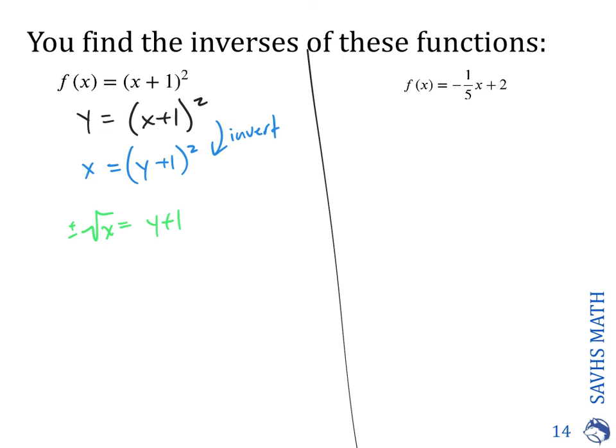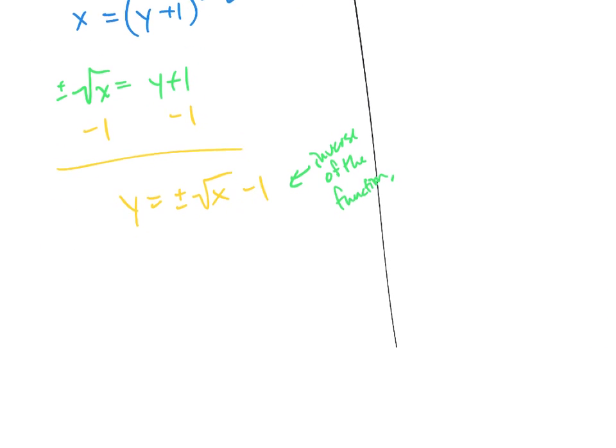Normally we would have plus or minus here. And then if we subtract 1, we get y equals this plus or minus square root of x minus 1. Now, normally we say this is the inverse of the function. But the inverse function is just the positive square root of x minus 1.